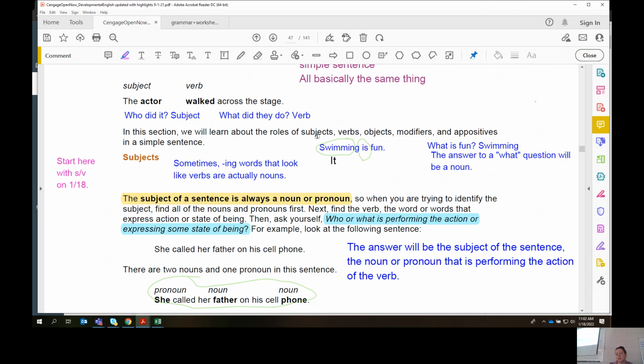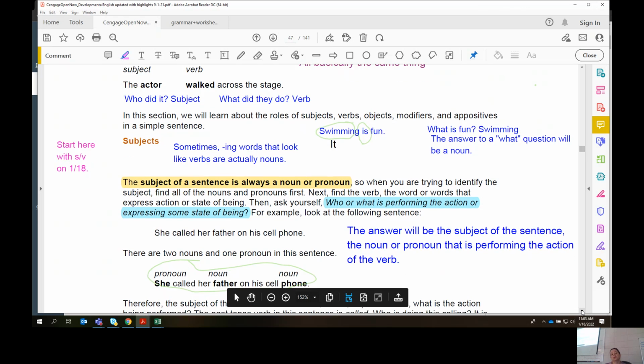If I can replace a group of words or one word with the word it or any other pronoun, then that word's a noun. And I can replace the word swimming with the word it. Swimming is fun. It is fun. Therefore, swimming is a noun. We said last week that if you can count it, it's a noun. If you can own it, it's a noun. Well, you can't with swimming, but if I can replace it with a pronoun, then it's a noun. So there are lots of tests you can do to identify whether something is a noun.